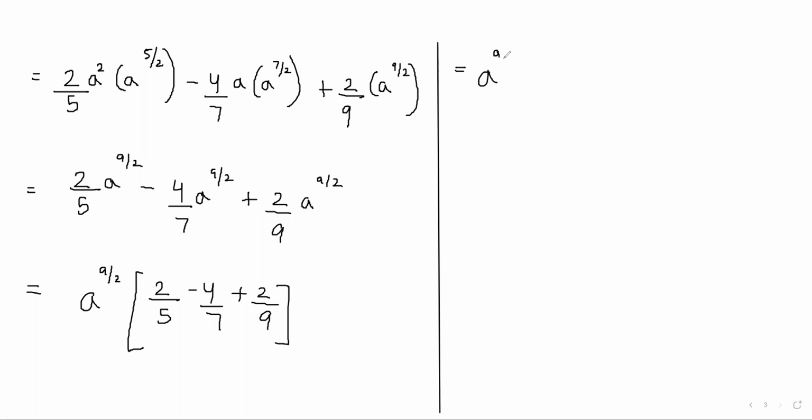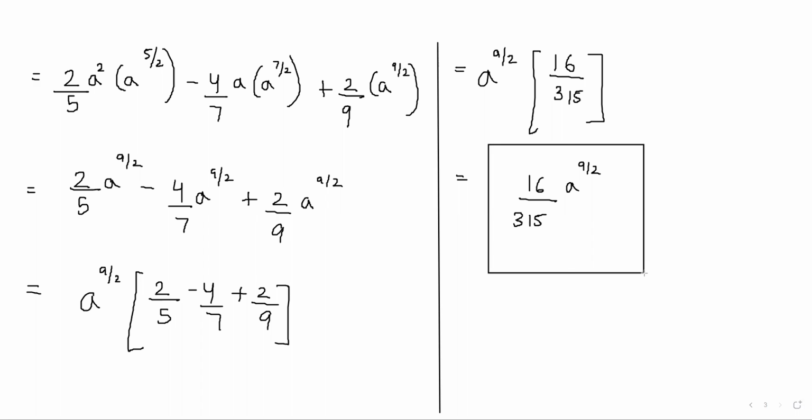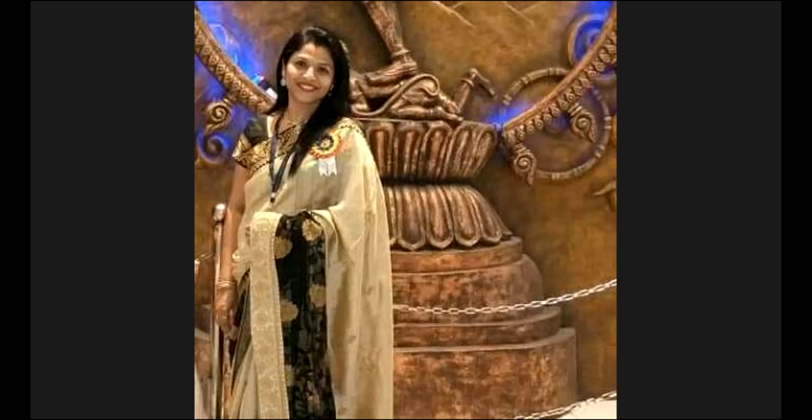Which is equal to a raised to 9 upon 2. When we solve these fractions, that is 2 upon 5 minus 4 upon 7 plus 2 upon 9, we get 16 upon 315. Hence the final answer is 16 upon 315 a raised to 9 upon 2. We cannot reduce this further. Our final answer. We'll continue the next sums in the next video, students. Hope you have understood. Bye.